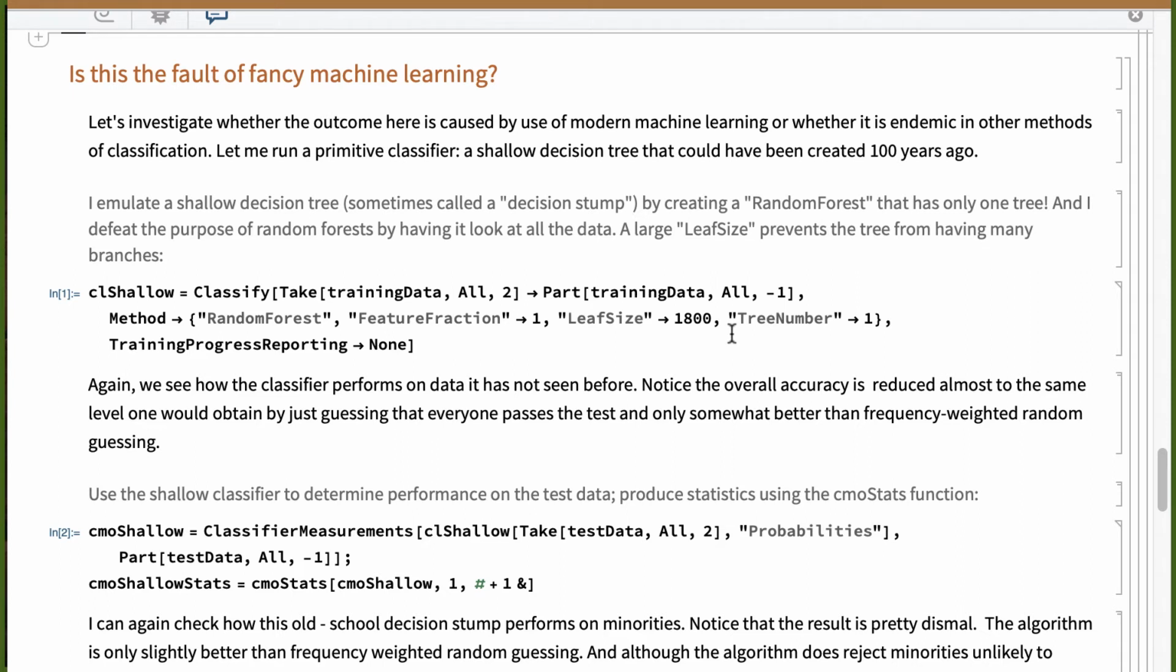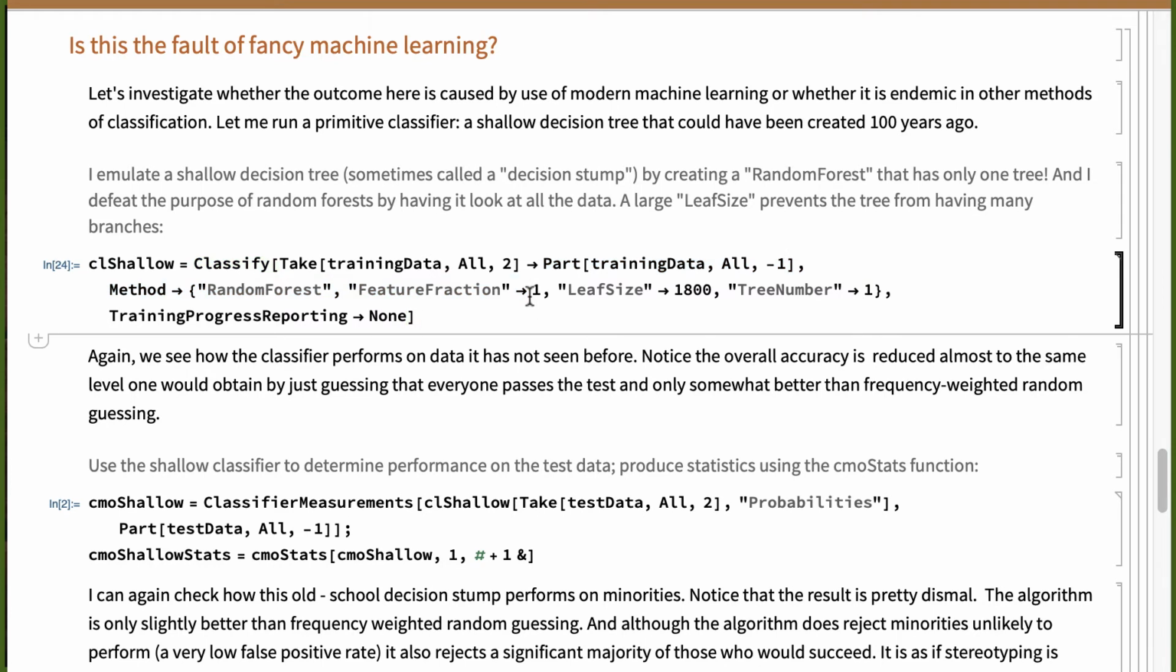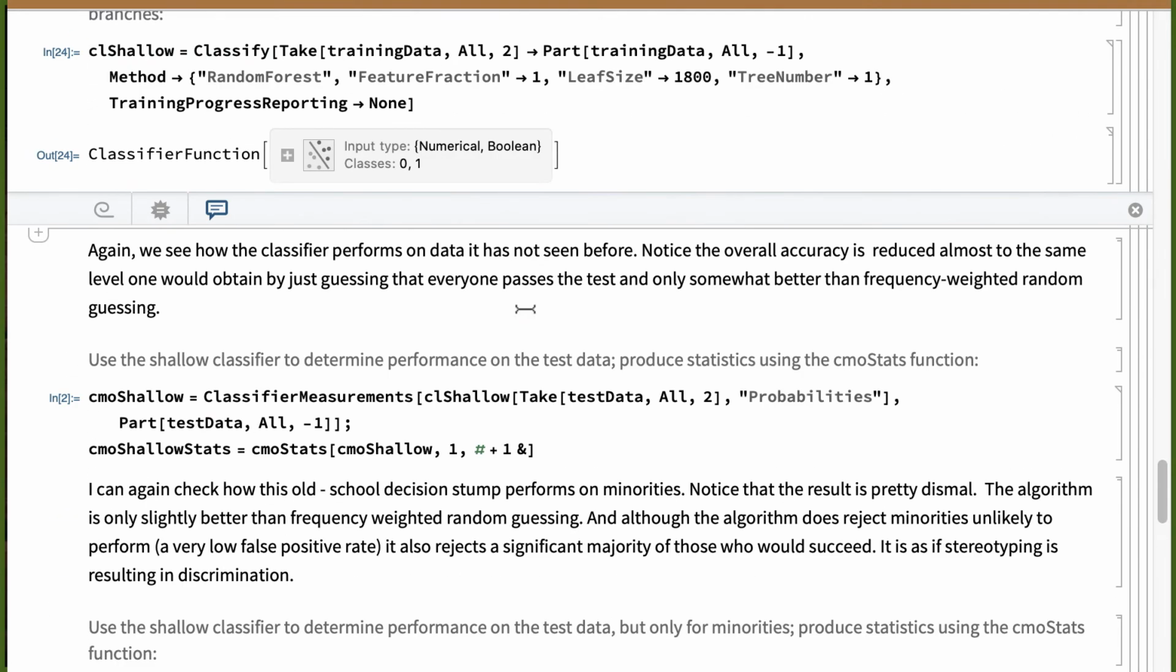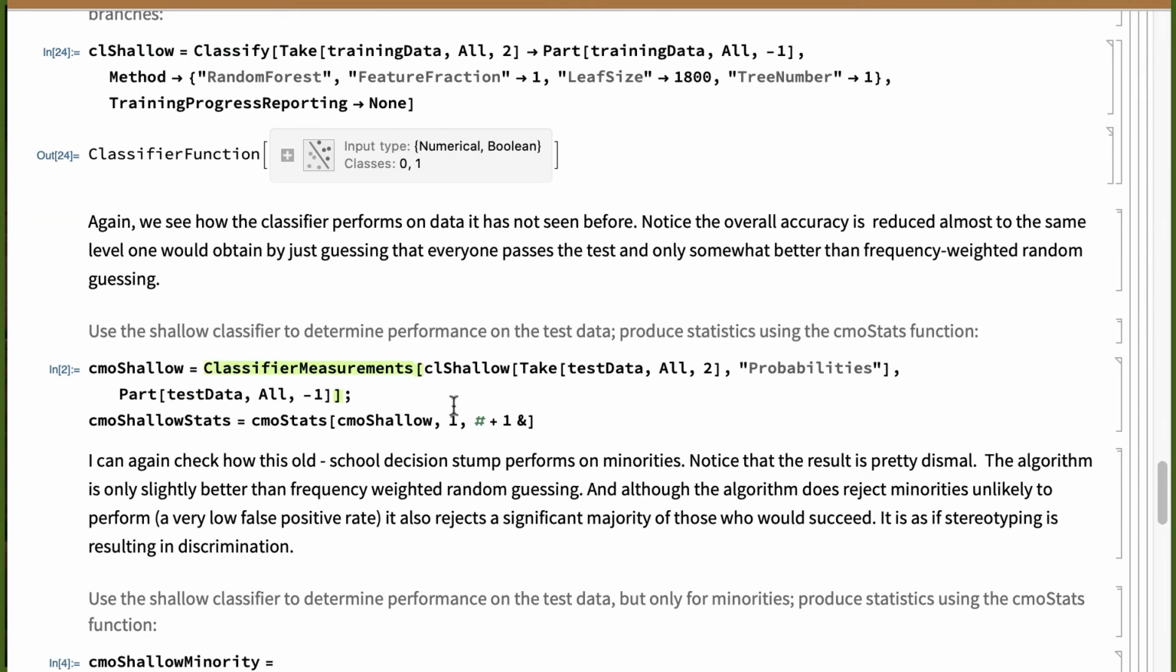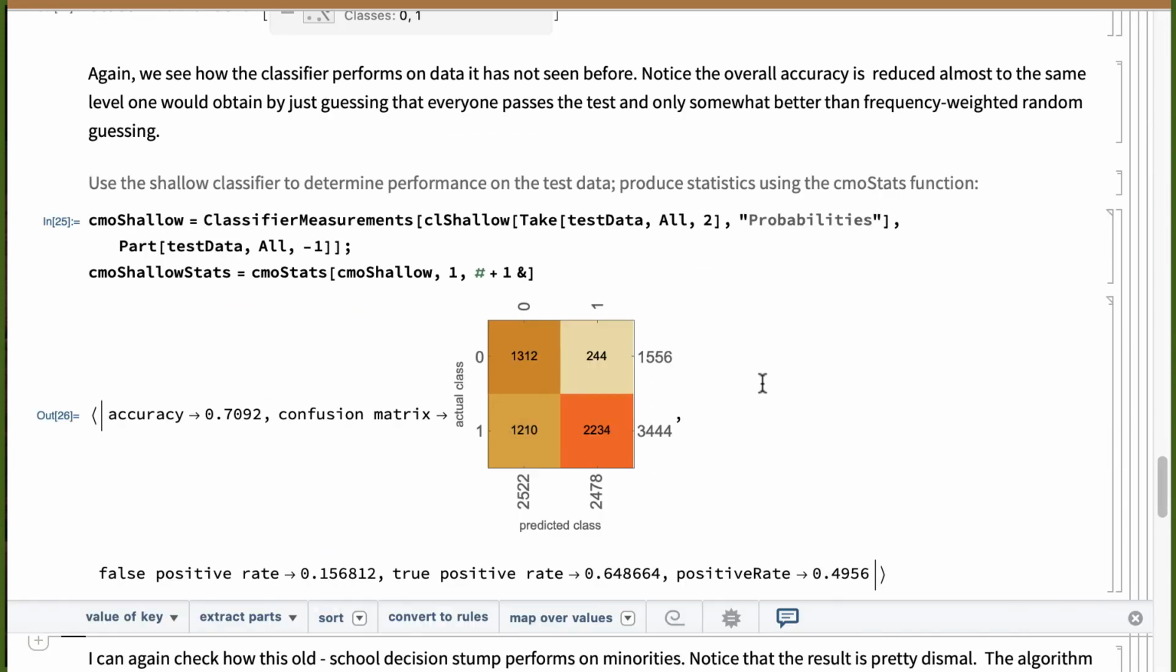So I'm going to use a very simple classifier, something called a decision stump. And this could have been done 100 years ago, basically, where you just try and make a very simple decision tree on whether you're going to admit someone or not. So we'll build that, and then we'll see how it performs overall. And we can see overall it's not as accurate, and the positive rate is actually quite low.